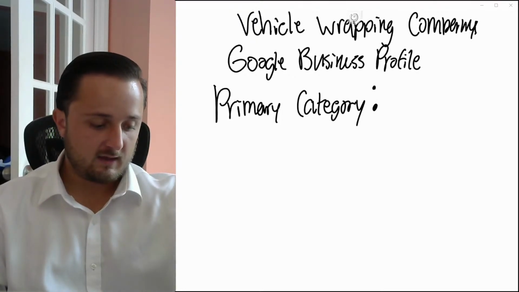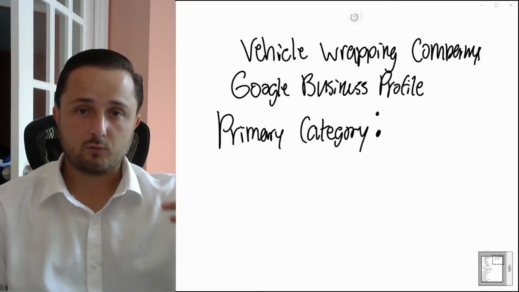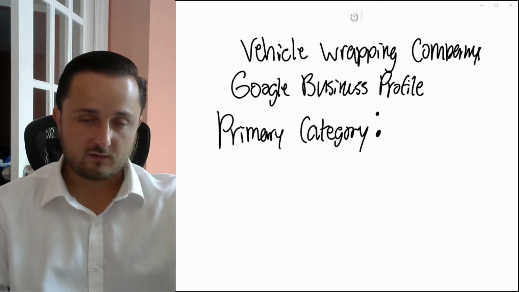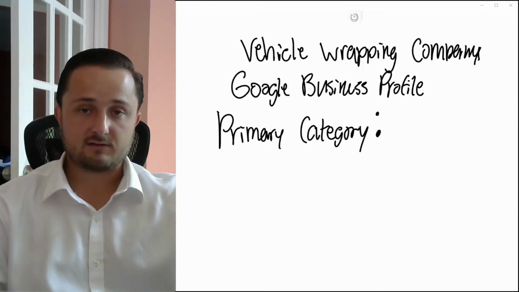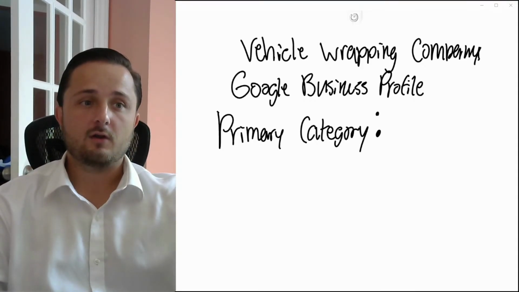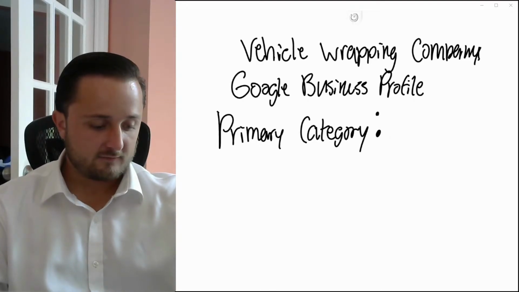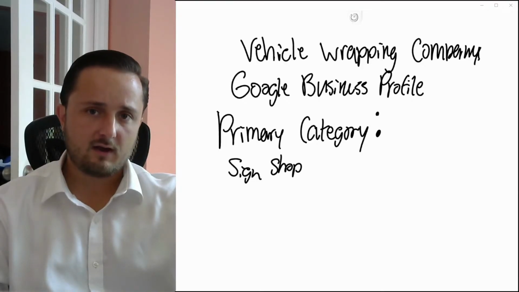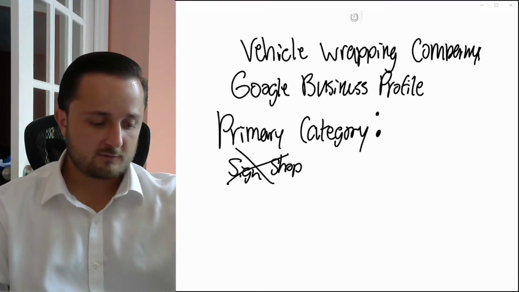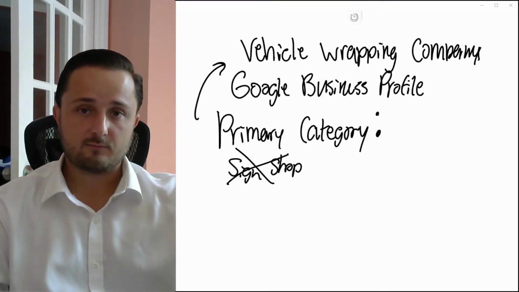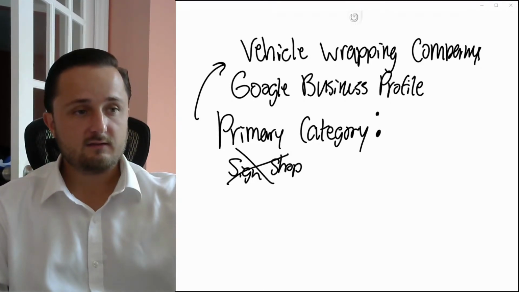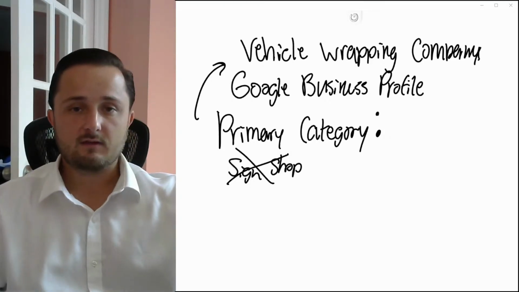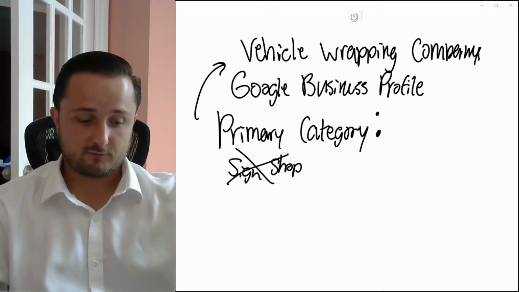If this is an already set up Google Business Profile, like you're coming on as a client, then I will look at this and be like, okay, what is it currently? Does it best match the services or the products or what your business is about? So oftentimes I'll see sign shop as the primary category. If your primary services or products come from being a vehicle wrapping company, we need this primary category to be vehicle wrapping service.